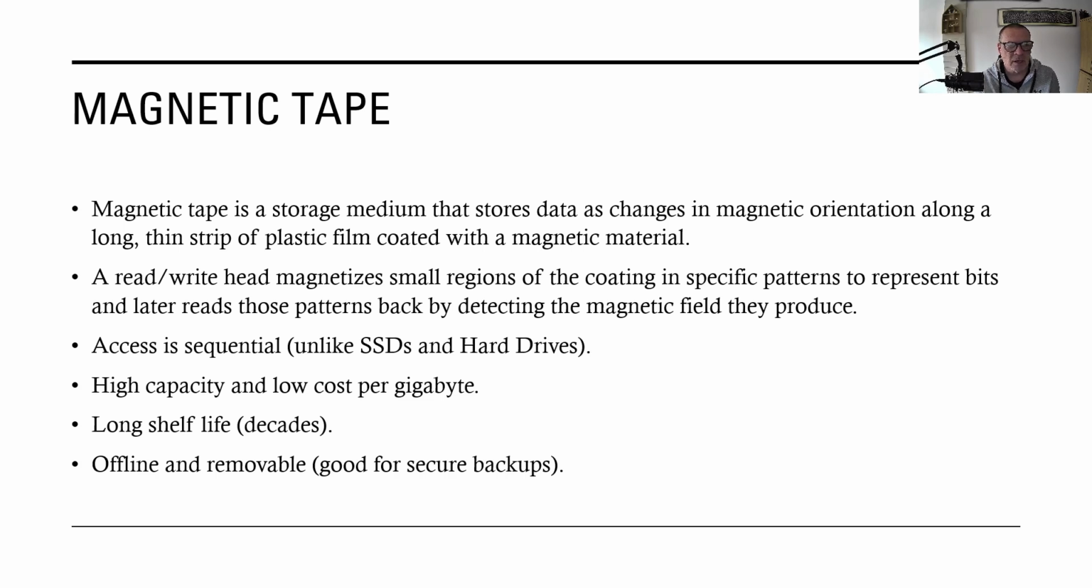Magnetic tape has very high capacity and low cost per gigabyte. It's a very cheap form of data storage, and it will last for a very long time if kept properly in storage. Also, it's offline and removable. That means that you can put your backups wherever you want in a separate building, which is more secure.